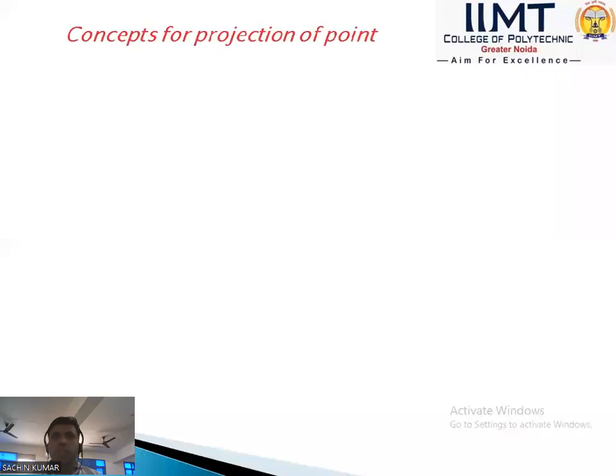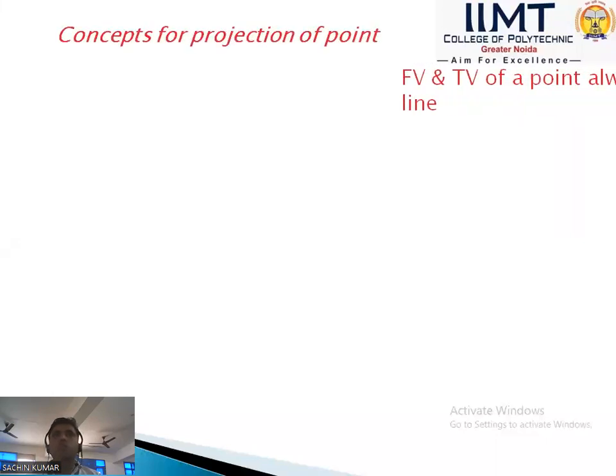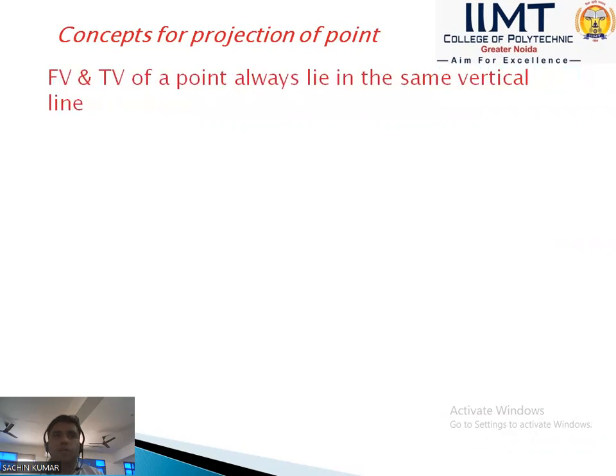So we have discussed the concept of how to project a point lying in the first quadrant, second quadrant, third quadrant, and fourth quadrant by the rotation method, how to draw the front view and top view, and how to draw first angle projection and third angle projection drawings. The front view and top view of a point always lie in the same vertical line.